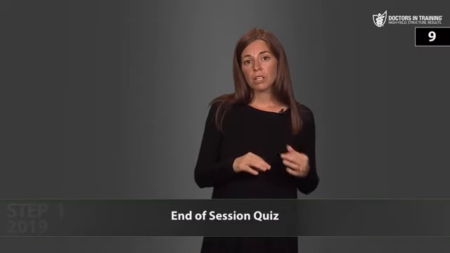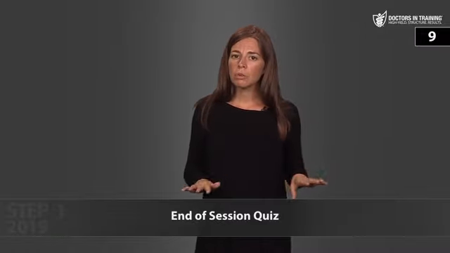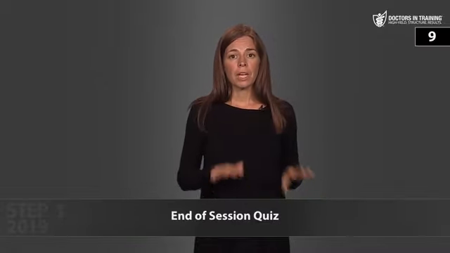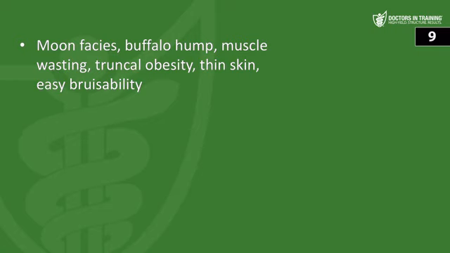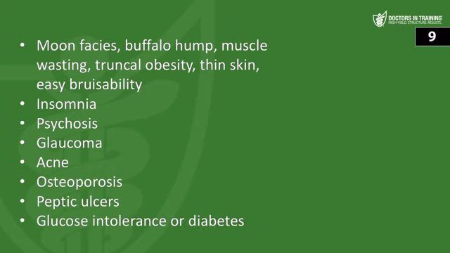What are all the potential side effects of glucocorticoid use? So make sure you know each and every one of these. As I said, this is at least a 4-star topic in and of itself. Iatrogenic Cushing syndrome. This will cause Cushingoid features like moon facies, buffalo hump, muscle wasting, truncal obesity, thin skin, and easy bruisability. You can also see insomnia, psychosis, glaucoma, acne, osteoporosis, peptic ulcers, and glucose intolerance or diabetes. And you can come back to that mnemonic BAM Cushingoid as well.